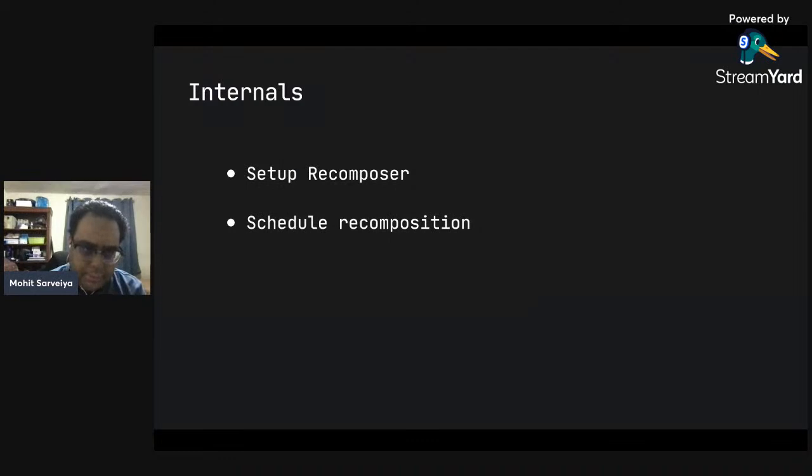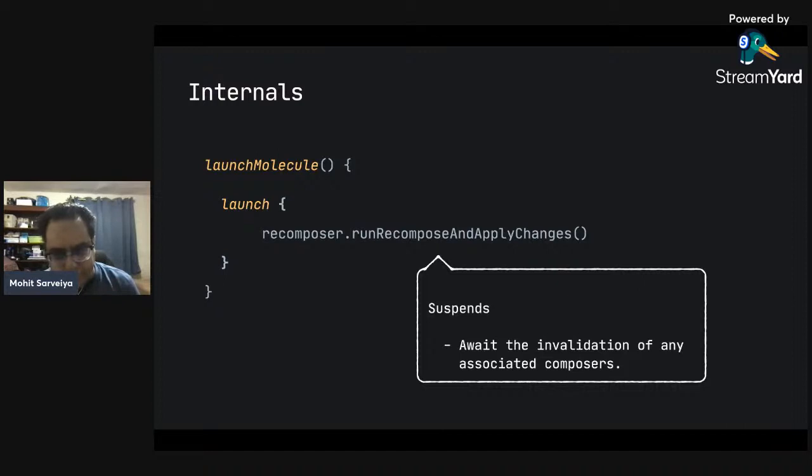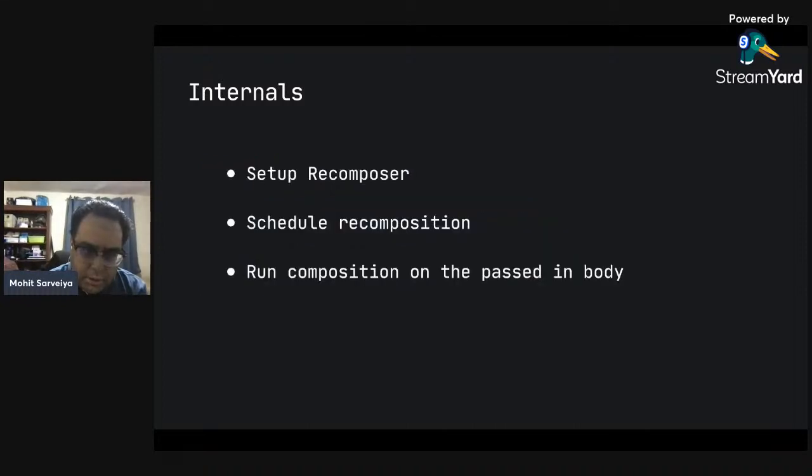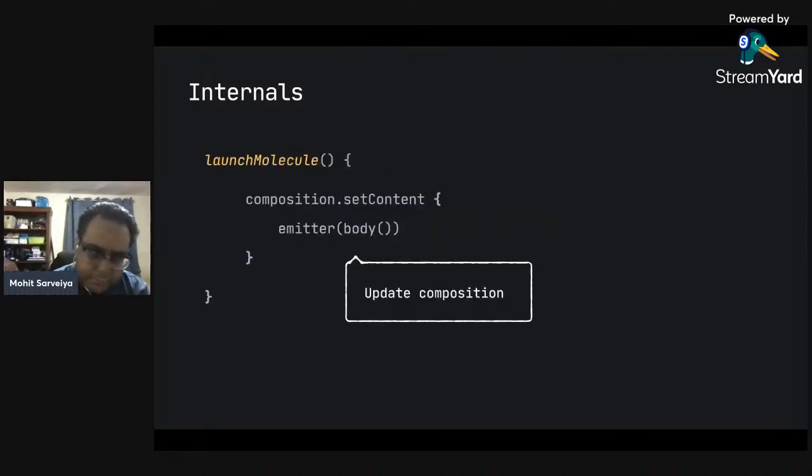The next step is that, in order to schedule recomposition, it launches a coroutine which awaits an invalidation of any associated composers. The next thing it does is set up a global listener on a snapshot, which is called when a state object is modified. Then the last thing it does, as I said before, is call setContent on the composition. The body is your composable function, so it's invoking that and then passing the return to the state flow.